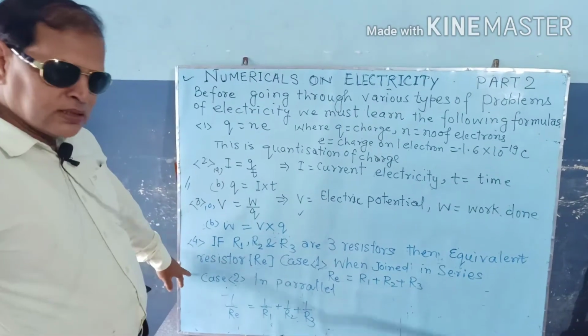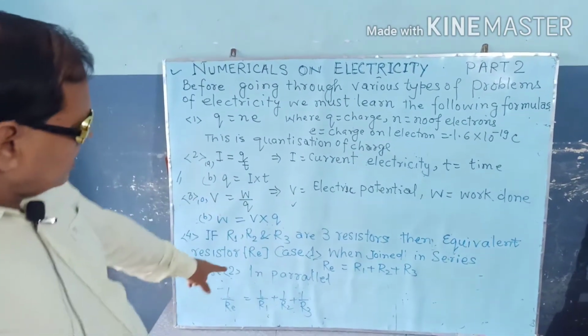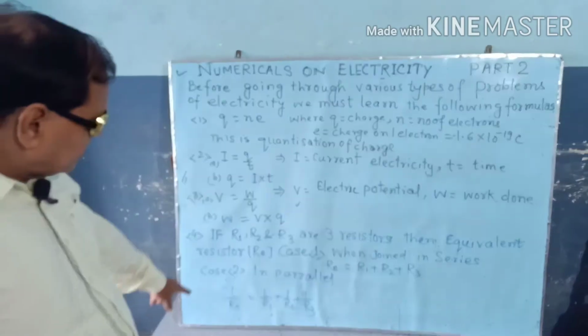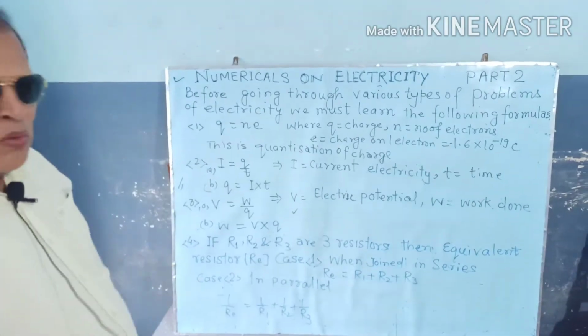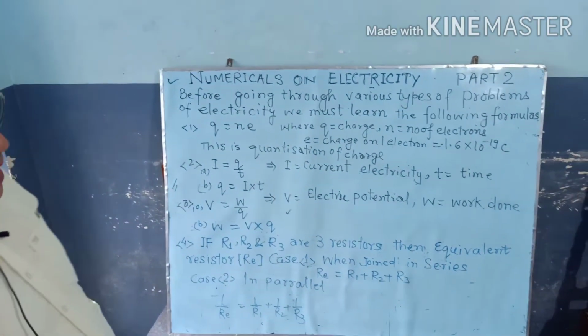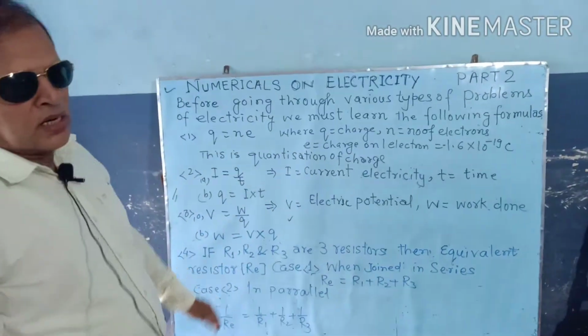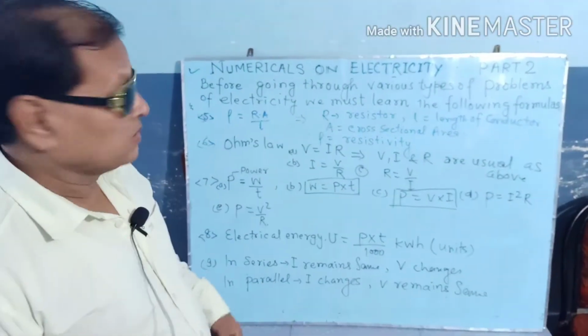Now come to the case number 2, when these three registers are added in parallel, you will get equivalent resistor by the formula 1 by Re is equal to 1 by R1 plus 1 by R2 plus 1 by R3. Let us see in the next phase. Now come to the next phase.